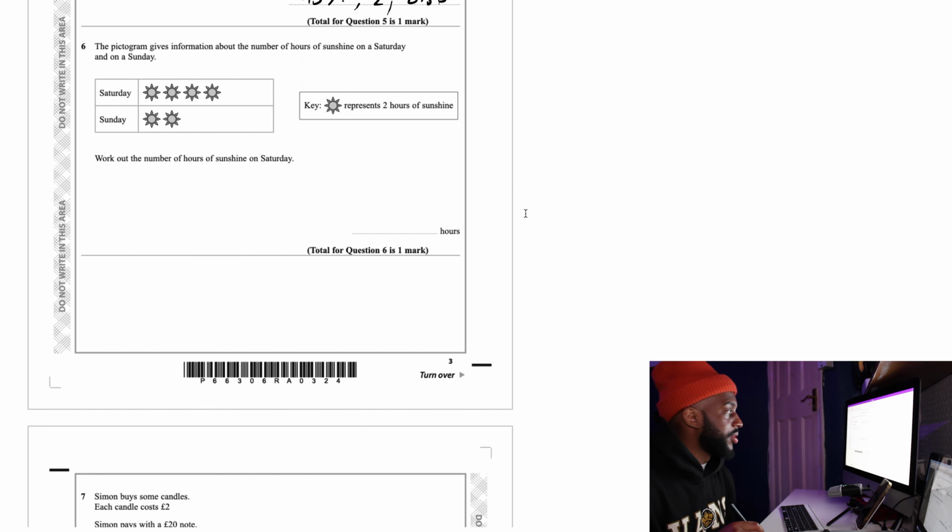We're looking at pictograms. So the key says that a sun represents 2 hours of sunshine. Work out the number of hours of sunshine on Saturday. Well, that's going to be 2 times 4 because there's 4 of them. And that's 8 hours of sunshine.